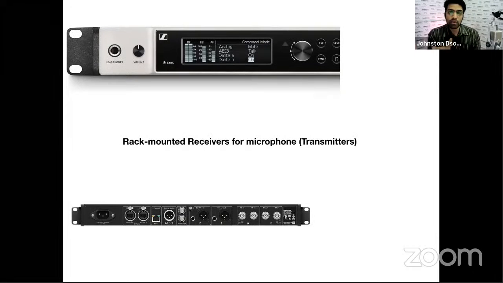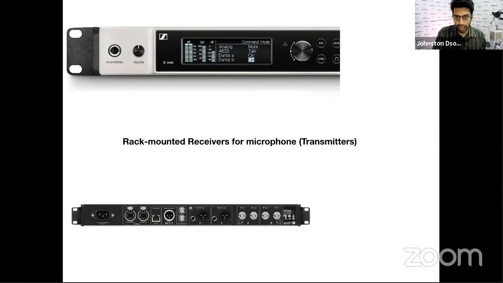This is a rack-mounted receiver, which will have an external antenna. What you see on top is the front panel, and what you see at the bottom is the back panel. Mostly these devices come in stereo pairs, so in one rack-mounted system you'll have two receivers. At least this is a Sennheiser 6000 series, which comes in a rack of two.